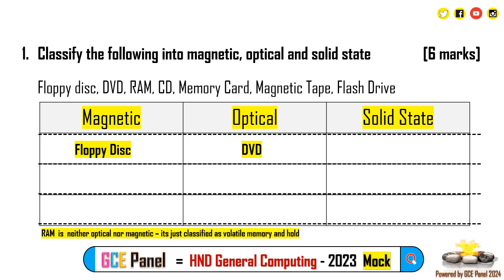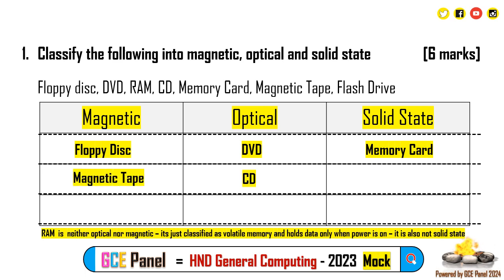It's just classified as volatile memory. Why? Because it only holds the data when it's on power. Once you switch off the computer and put it back on, whatever was in the RAM is no more there. So we don't really classify it as storage in any of these categories. Okay? So take notes. The next is CD. CD is also optical. What about memory cards? Memory cards are solid state. What about magnetic tapes? Magnetic tapes are magnetic, and flash drives are equally solid state. Okay? So this is what we have for the classification of these devices.